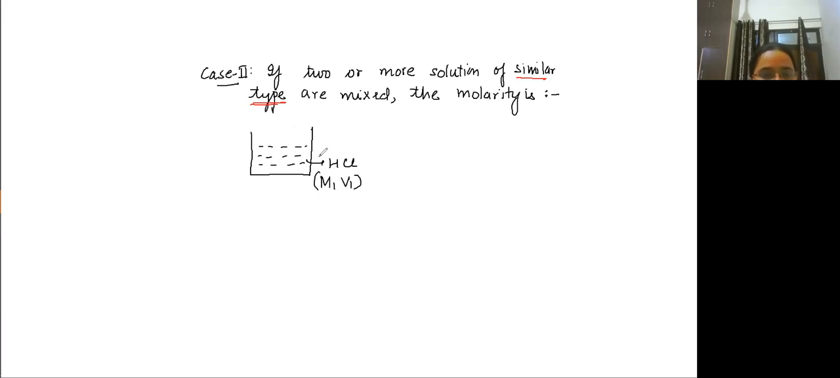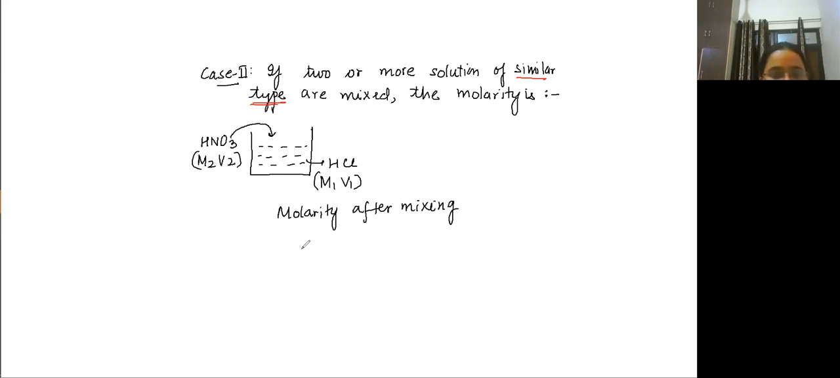Now if this is there, HCl with M1 V1, in this you are adding HNO3. Molarity is M2, volume is V2. So what will be the final molarity after mixing? What is molarity? Total moles divided by total volume.